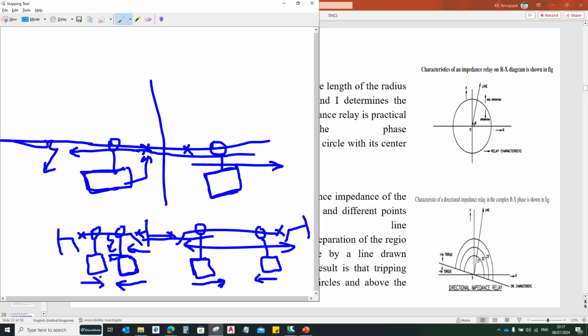Is there any provision to add a directional element? Yes, in the relay, that's what I'm telling. The plots will be drawn in such a way that, as you can see in this plot, Z1, Z2, Z3 will be considered as the forward directions. By using these, they will consider only this portion. This is your operating zone.